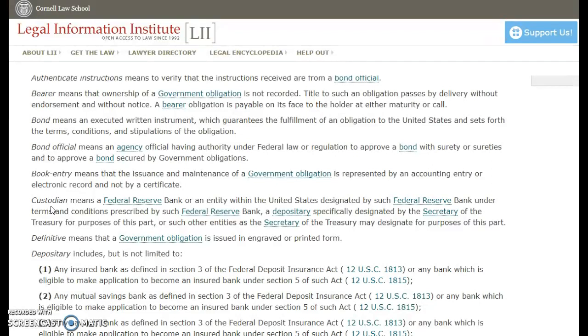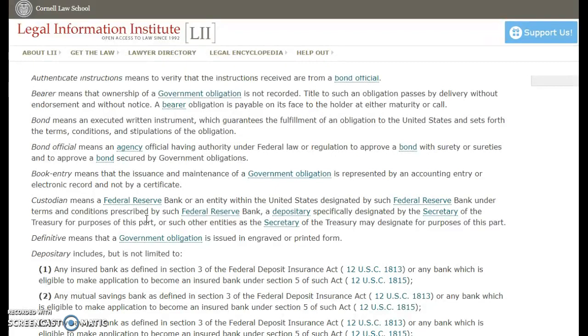So for a bond, a custodian means a Federal Reserve Bank or an entity within the United States designated by such Federal Reserve Bank under terms and conditions prescribed by such Federal Reserve Bank. A depositary, specifically designated by the Secretary of the Treasury for purposes of this part. Okay, what that means is that pertaining to an actual bond, yes, the custodian of the bond is a Federal Reserve Bank. A Federal Reserve Bank is who holds the bond itself for sale, or the depositary.